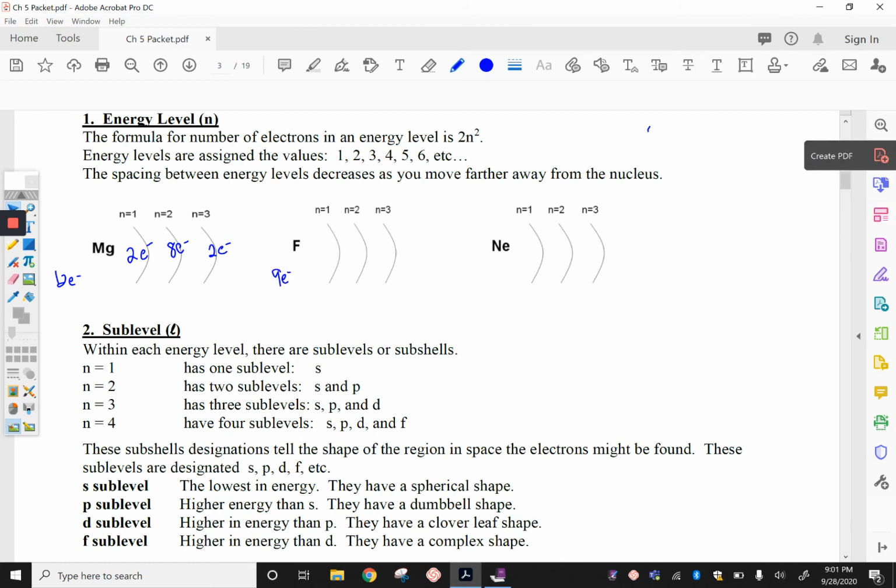Fluorine has 9 electrons. 2 are in the first energy level. The second energy level holds up to 8, but we only need 7 more. Third energy level is empty.